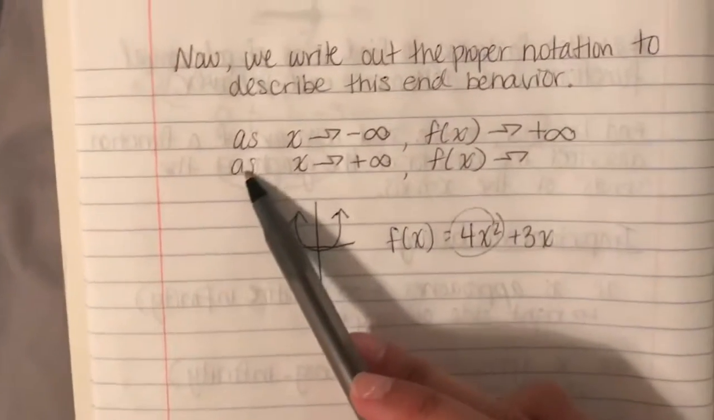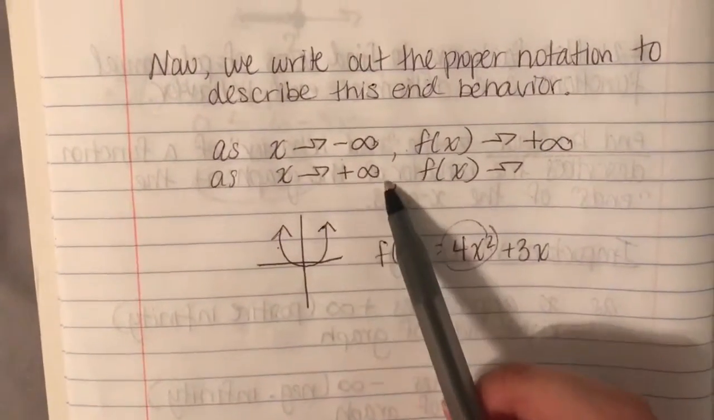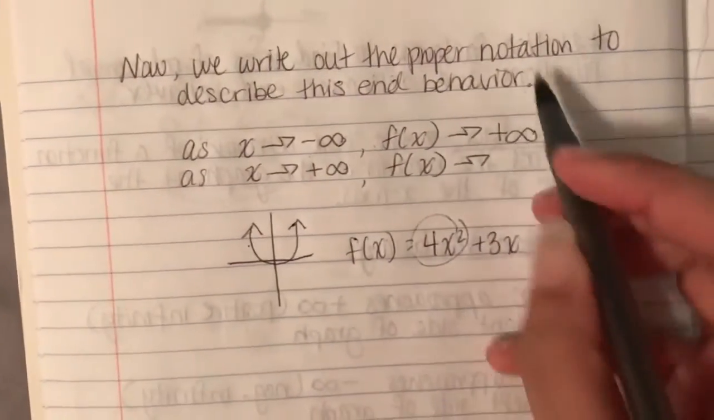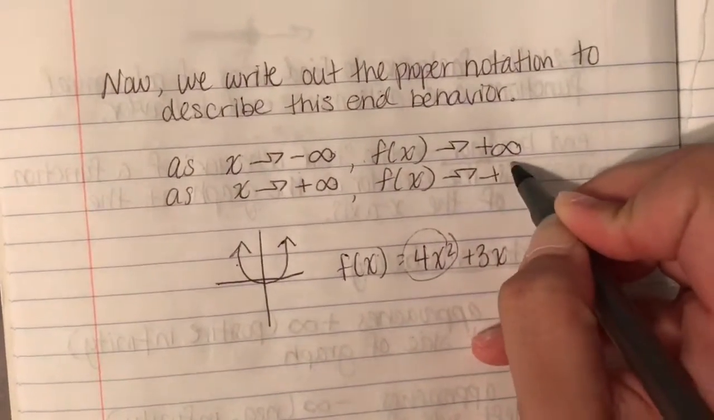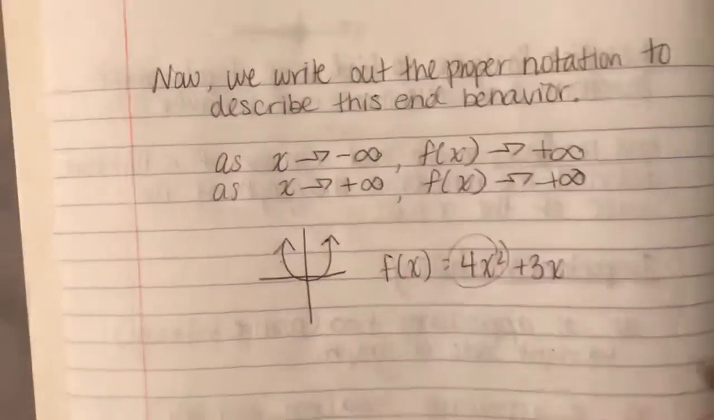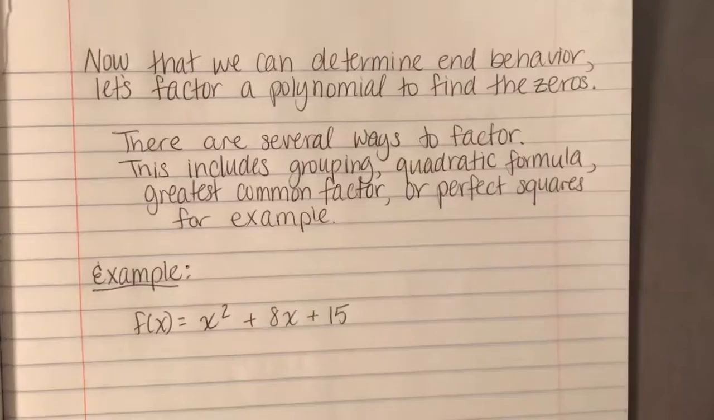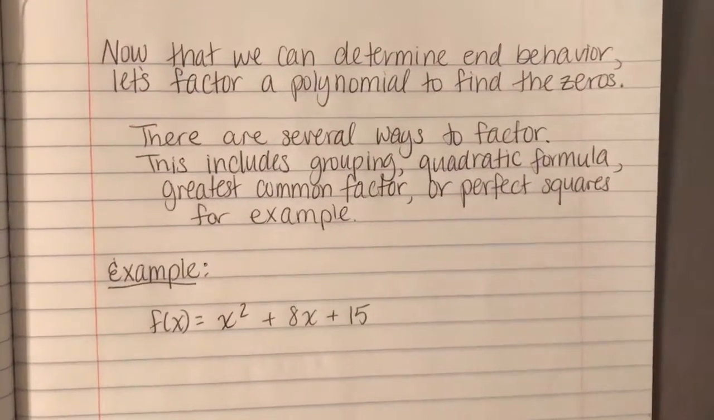And then we go to the next part, and it says, as x approaches positive infinity, so the right-hand side of the graph, f of x approaches also positive infinity. There you go. There's your end behavior. And now that we can determine end behavior, let's factor a polynomial to find the zeros.